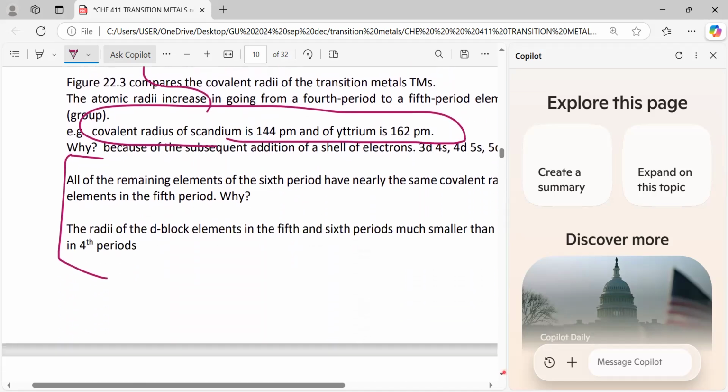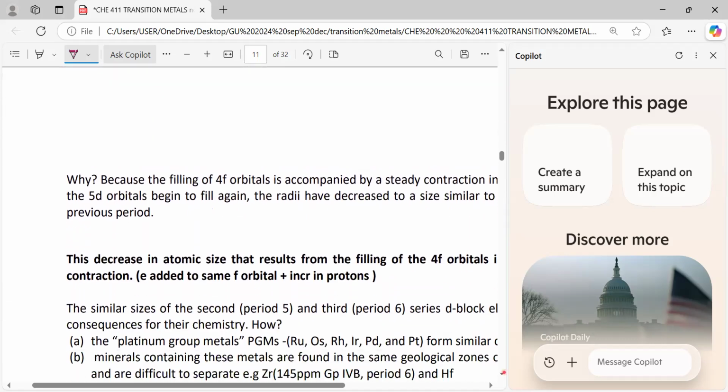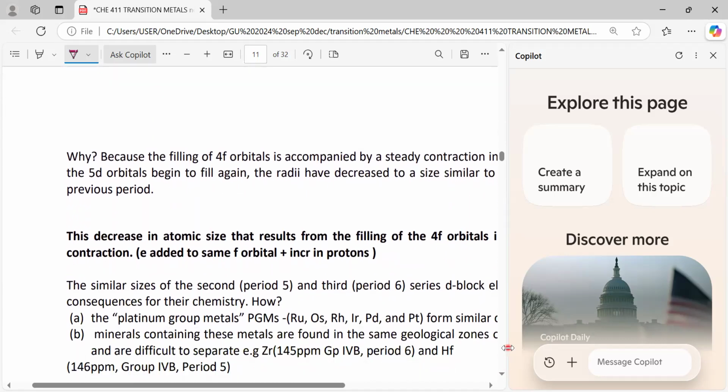And as an observation, we are asked to explain why it is so, and I want us to see why. So why is it so? Because the filling of 4f orbitals is accompanied by a steady contraction in the 5d orbitals.